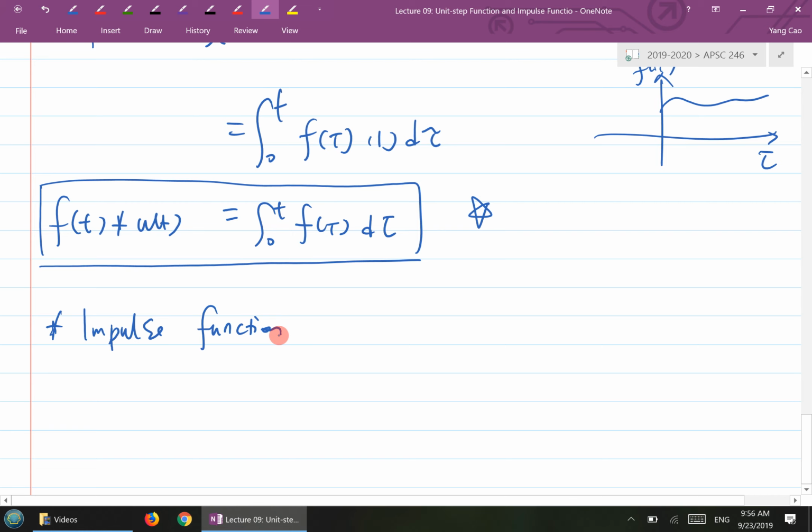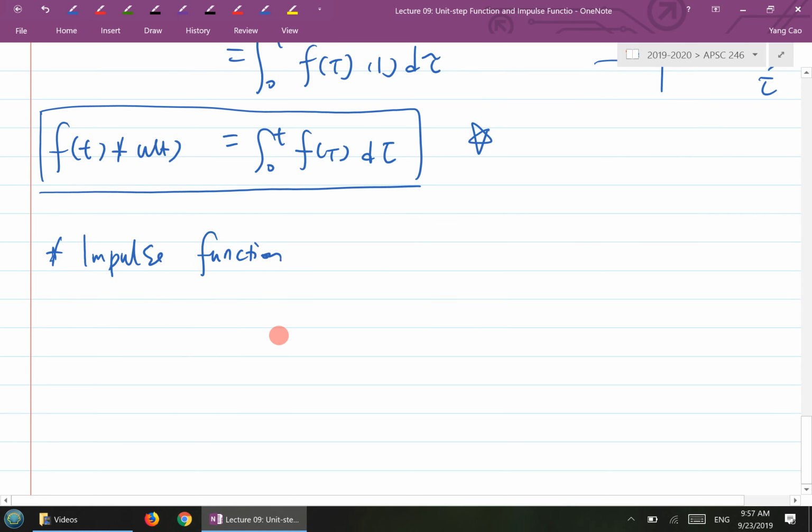First of all, none of these functions, like the unit step function or impulse function, especially the impulse function, as you will see, can physically be created in the real world. But mathematically, it's a very important function. You can use it for so many different applications. First, let's write down the definition.